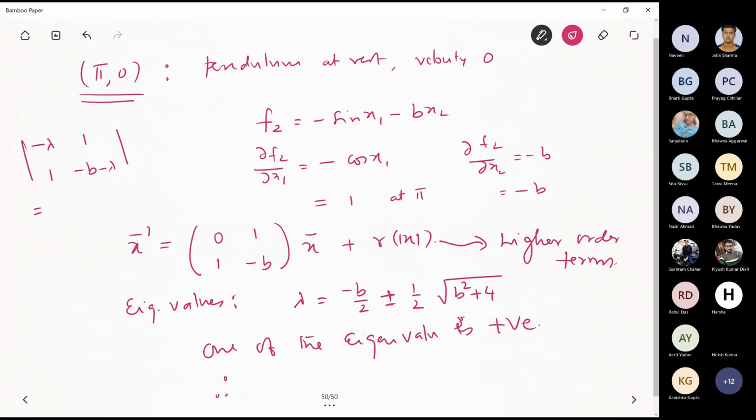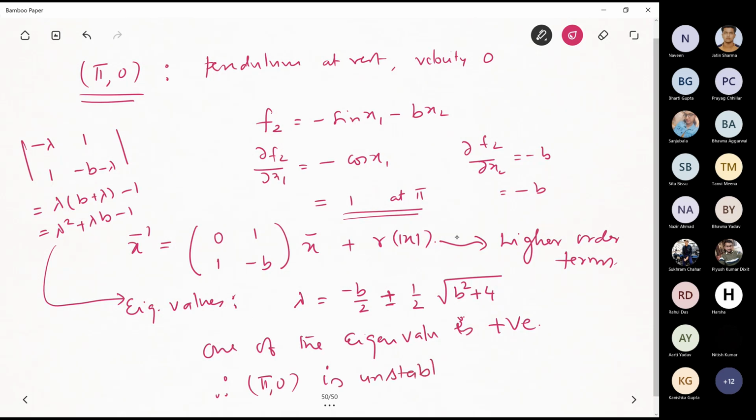That is the matrix at pi 0. When you evaluate this at pi, it is going to be minus 1. So here there was an entry of minus 1. So this is going to be lambda into b plus lambda minus 1. So this is going to be lambda square plus lambda b minus 1. That gives minus b by 2 plus minus half into square root of b square plus 4. Therefore, this point pi 0 is unstable. This is going to be an unstable point.